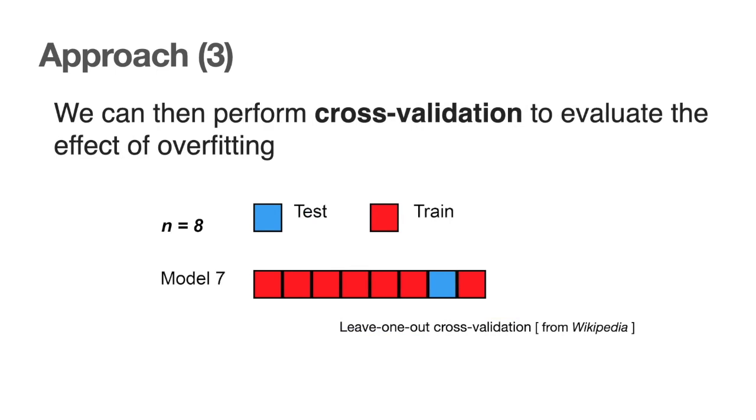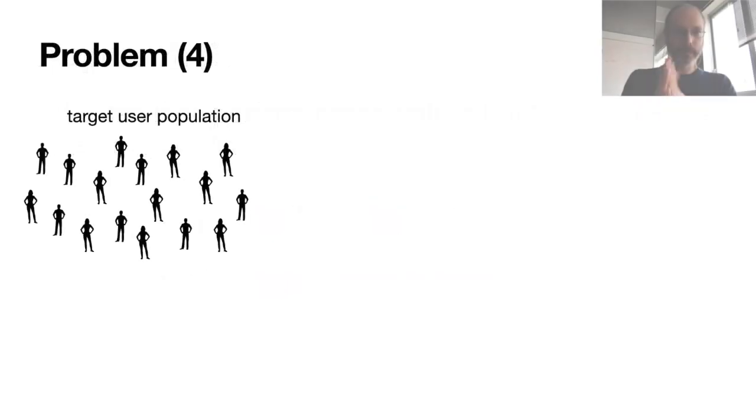We apply the leave-one-out cross-validation method. Each time we remove a participant from our training set and then use this participant's data to evaluate the optimal vocabulary that we found. Problem number 4.